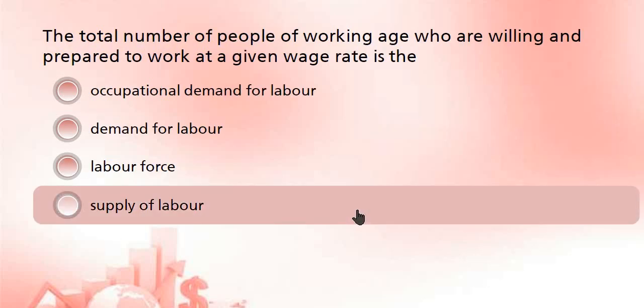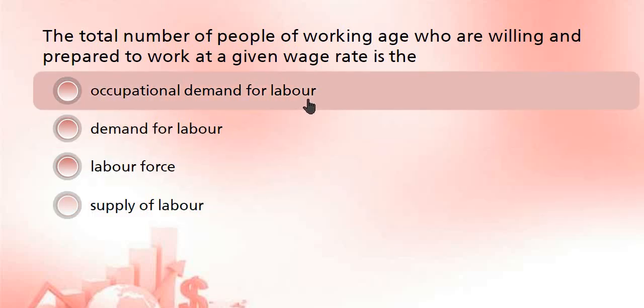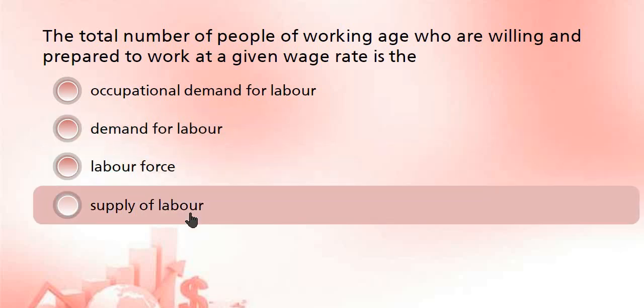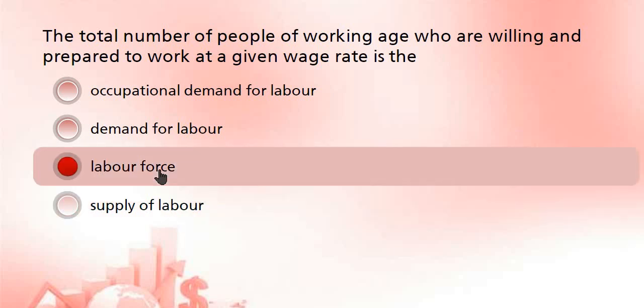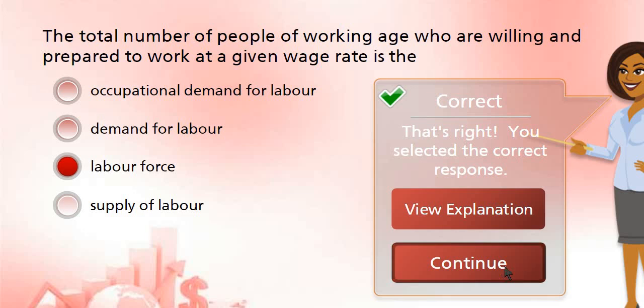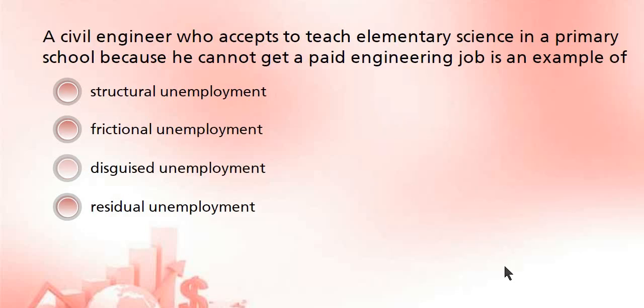Question 24. The total number of people of working age who are willing and prepared to work at a given wage rate is the A, occupational demand for labor, B, demand for labor, C, labor force, D, supply of labor. The right answer is labor force. Labor force is simply the number of people available for work or number of people willing and prepared to work. Question 25.